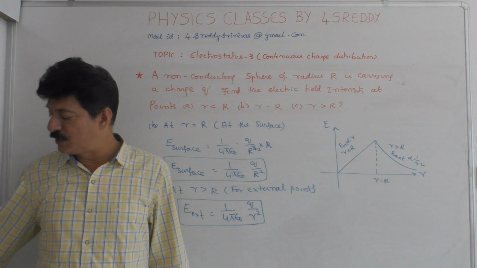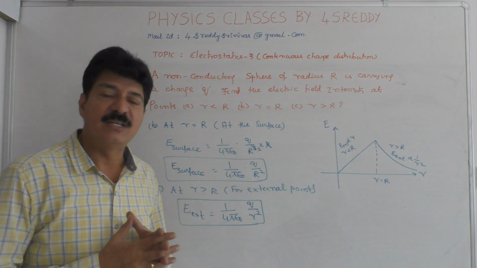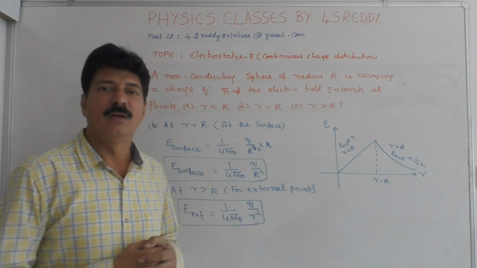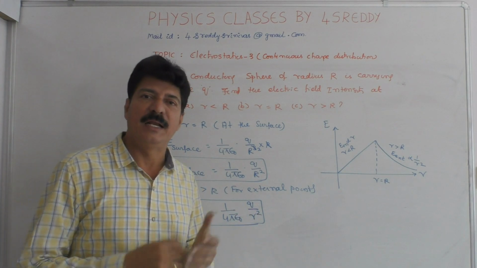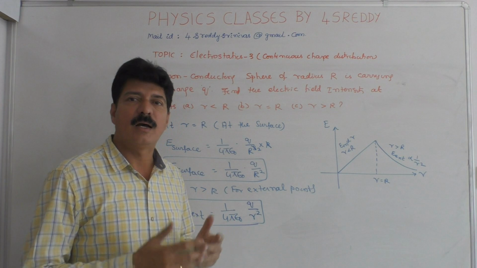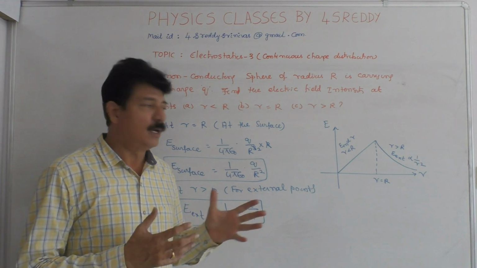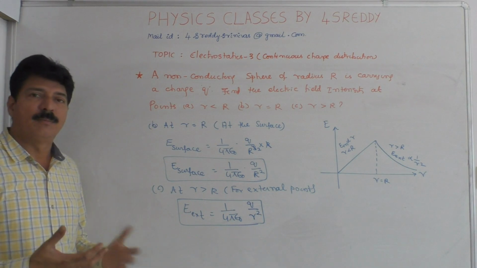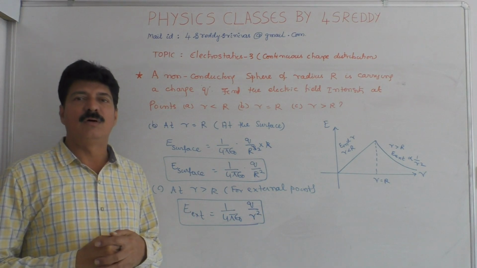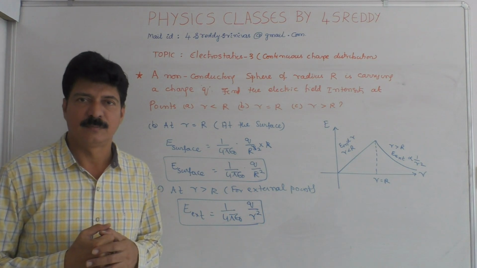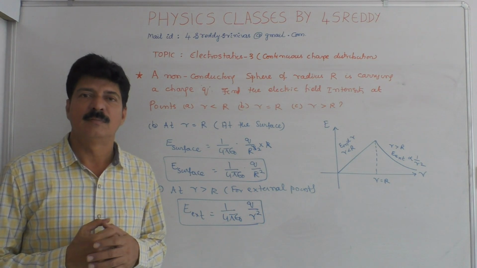so these are some models based on continuous charge distribution. Like that, we can also calculate for an infinitely long wire or a plane sheet. For all of this, this is the general procedure that we have to follow whenever there is a continuous charge distribution. Okay?